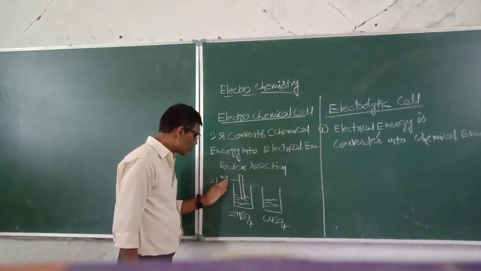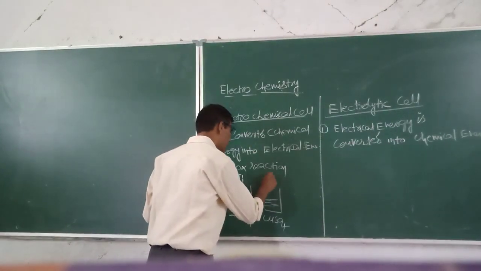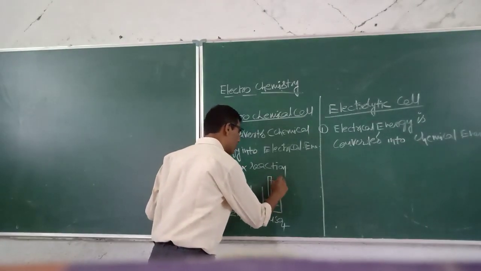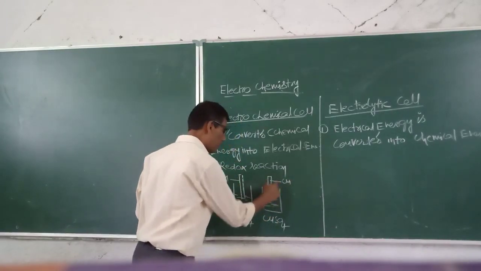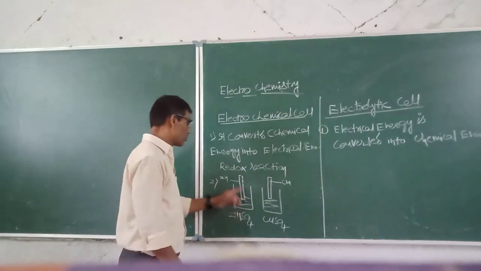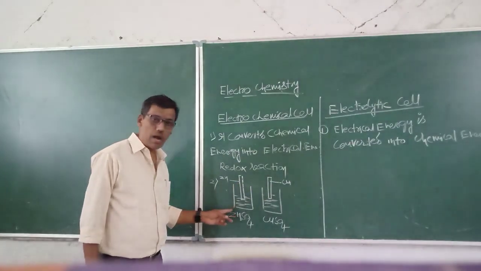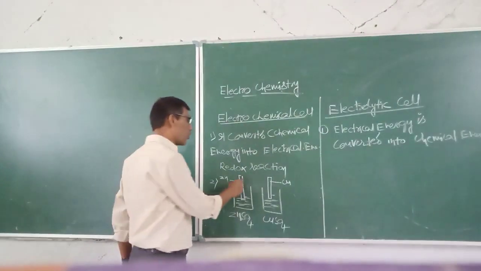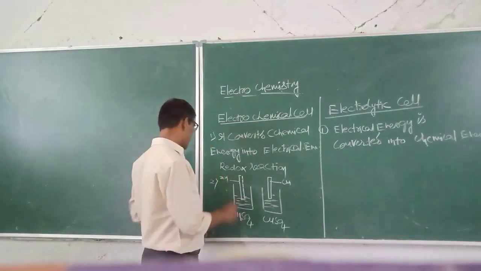The zinc rod is dipped in an aqueous solution containing its own ions, that is zinc ions, the electrolyte zinc sulfate. Similarly, here the copper rod is dipped in its own solution, copper sulfate solution. So different electrodes and different electrolytes are used in different compartments. These two are connected by some other arrangement that we will discuss later. So this is the second point.